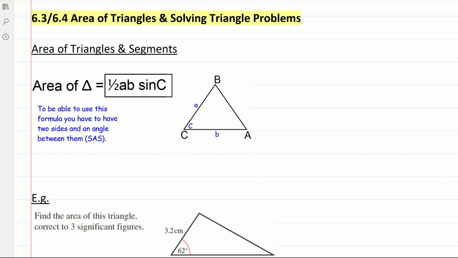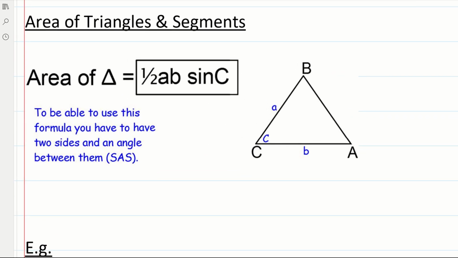So in this video, I'm going through P1, Chapter 6, Section 6.3 and 6.4, area of triangles, sectors, segments, and solving triangular problems. So it's going to be a longer video. A recap of GCSE: you can find the area of the triangle using the formula half times A times B times sine C. The only condition for using this formula is that the angle C is trapped between the two sides that you are using.